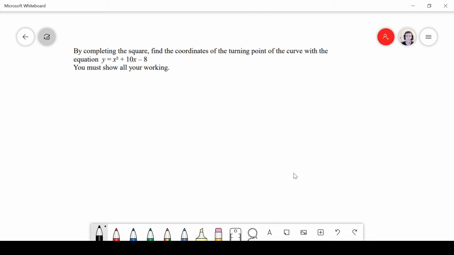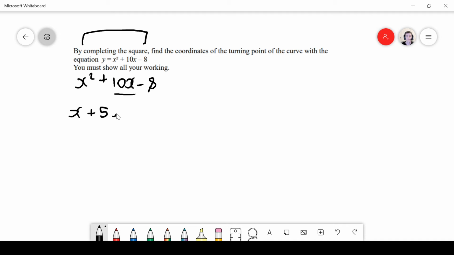So with this question, we have x squared plus 10x minus 8, and we want to complete the square. The question here specifically says, by completing the square, find the coordinates of the turning point. So the first thing we're going to do is complete the square. We have x squared plus 10x minus 8. What we're going to do is half the coefficient of this x term and place it inside a bracket with x. So we have (x plus 5), and we're going to square that.